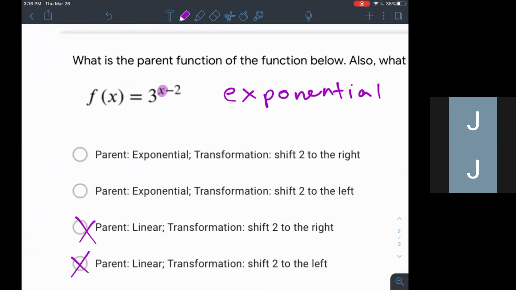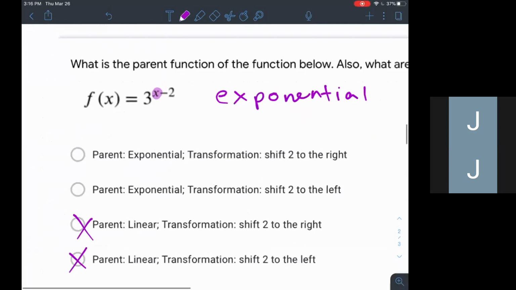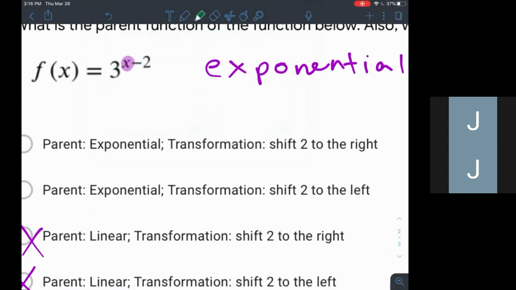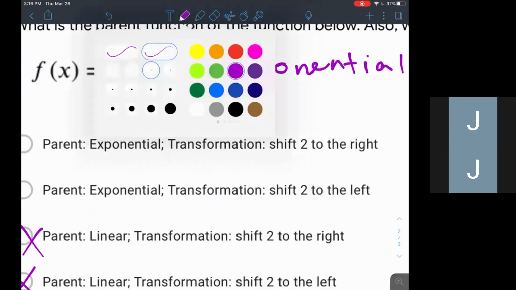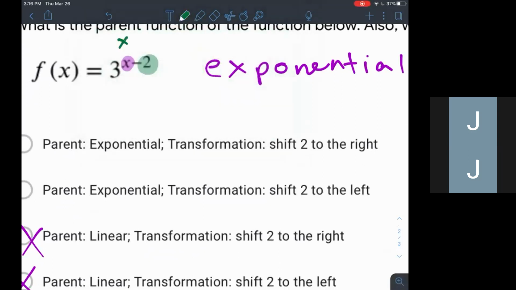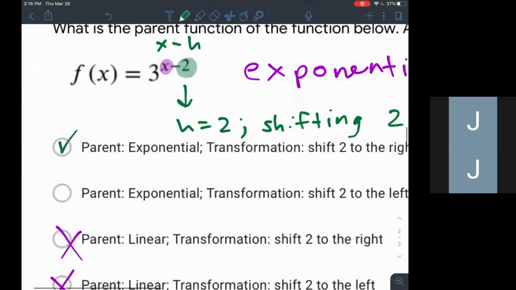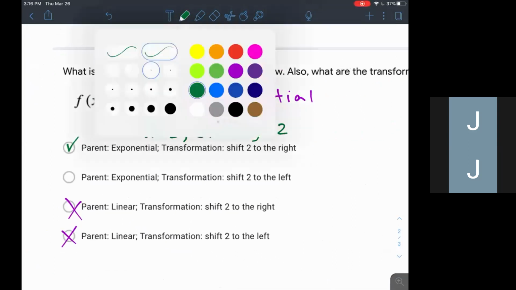Okay, now we've got to determine what's really happening here to our parent function. Well, the big thing that I see right here is that there's an h value of 2. Again, this presets at x minus h. And since that is a 2 there, it means h is 2, which really means that we are shifting 2 to the right. Boom. Option number 1.